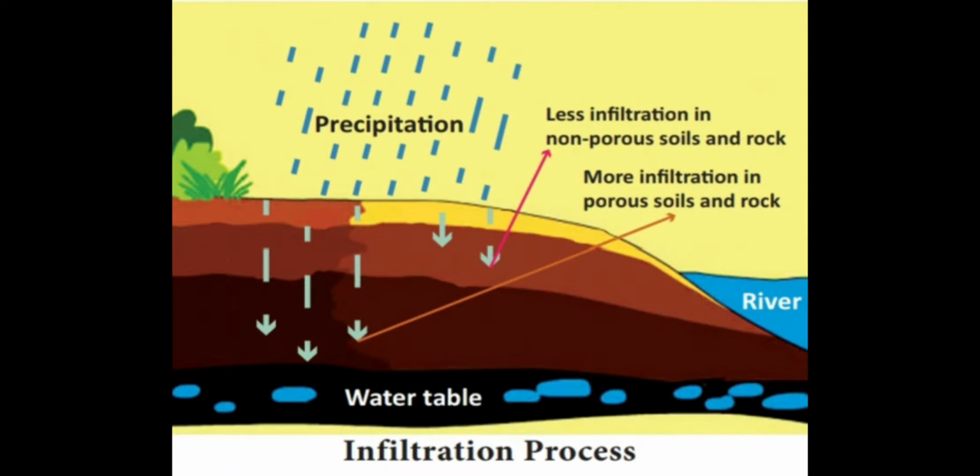So infiltration process, this is the picture from your book. Precipitation, rainwater falls on the ground. See, it is absorbing, rainwater is getting into the soil, it is becoming a water table. Less infiltration in non-porous soils and rocks, more infiltration in porous soils and rocks. They have given the arrow mark here, so river water.